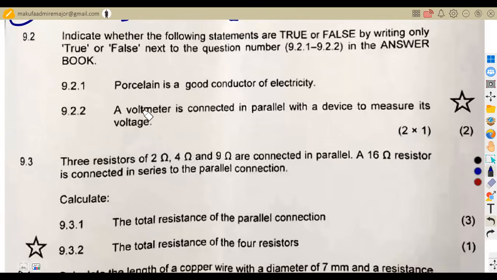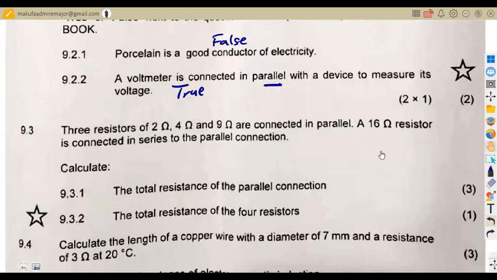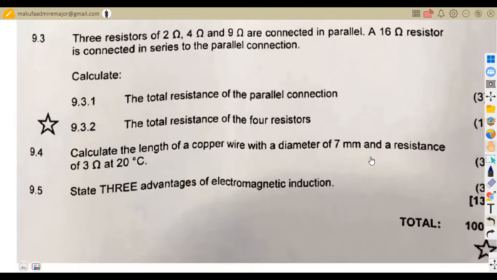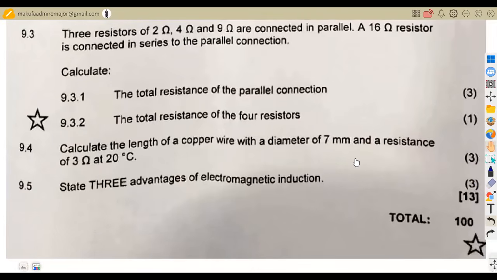Indicate whether the following statement is true or false by writing only true or false. Given that porcelain is a good conductor of electricity, that one does not conduct electricity. It's an insulator, so this is false. Then we are given that a voltmeter is connected in parallel with a device to measure its voltage, which is true. An ammeter is connected in series if you want to measure current, a voltmeter in parallel, which is actually true from that statement that you are given.